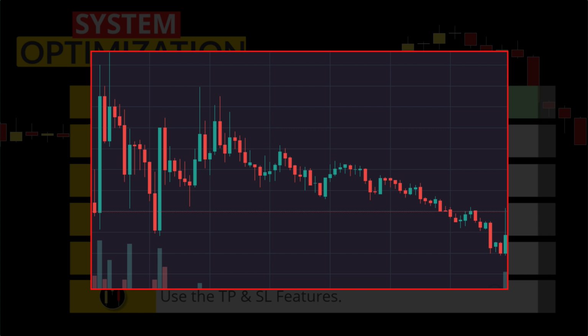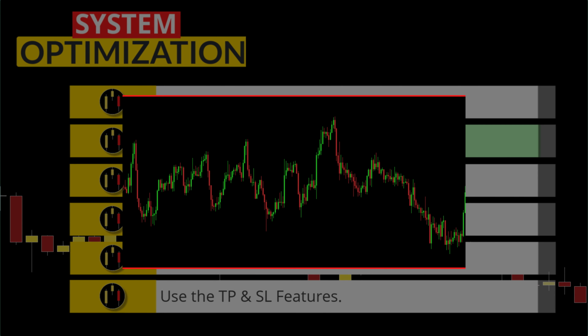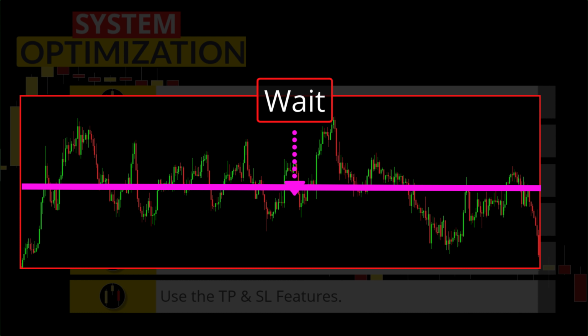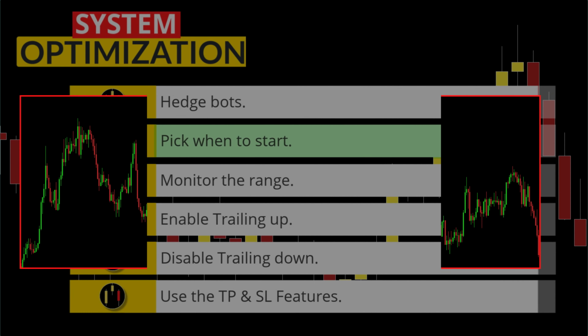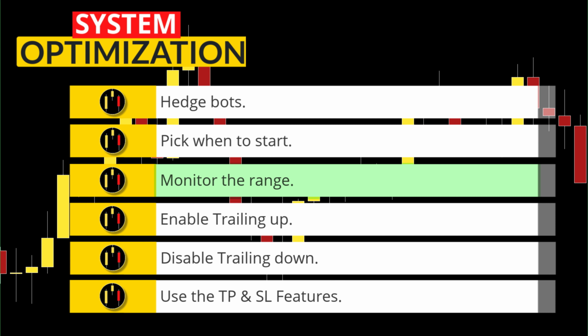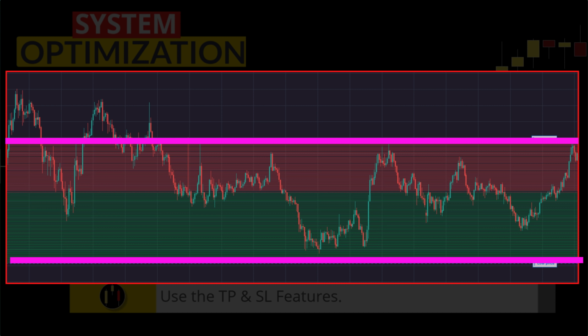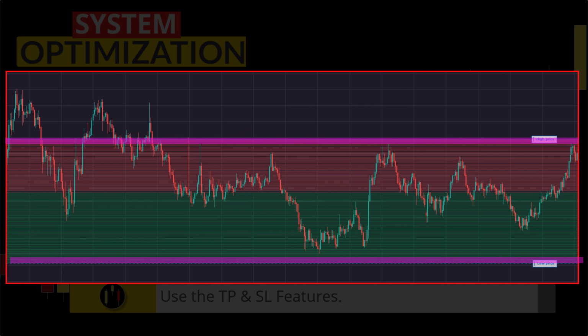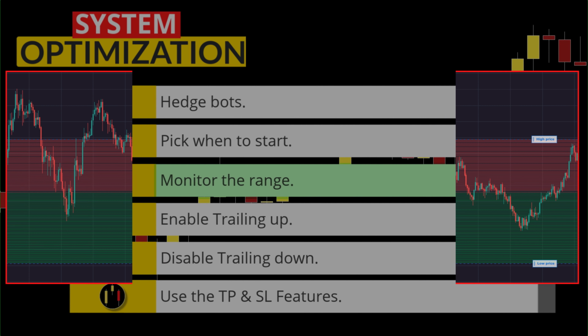Second, you want to start your bot ideally when price is trending in the middle of the range. This will give your capital the best chance to increase in value as price moves up and down from the midpoint. Furthermore, it is important to monitor your bot to ensure the range of your grid does not need to be changed. If the instrument you are running the bot on breaks the range, you should consider selecting another coin to deploy the bot on.